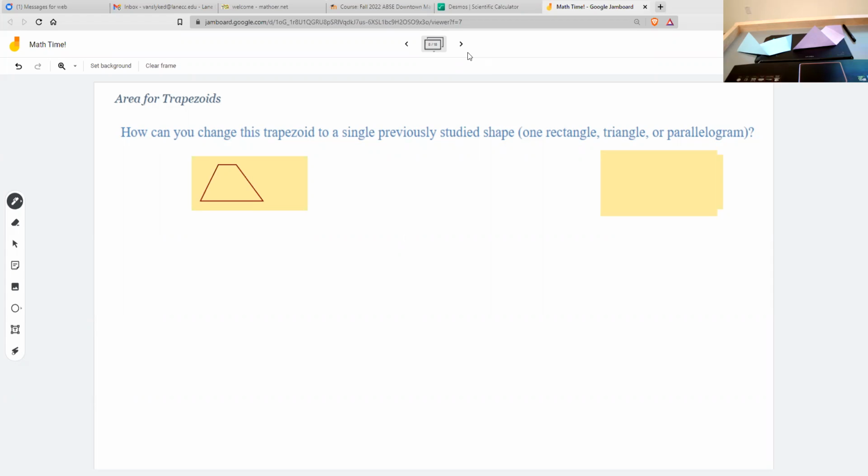I want to turn a trapezoid into something we already know, so that we get some formula. Can I take these two trapezoids and put them together somehow to make a triangle or a rectangle or a parallelogram? Sort of. If yours makes a triangle, you made an unusually symmetrical trapezoid. They won't all do that.